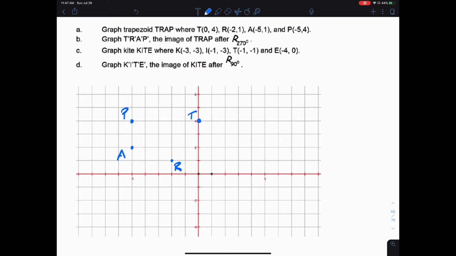Get that right? I didn't. A is supposed to be left 5 and up 1. That looks better. That's not what I want. That's not what I want.